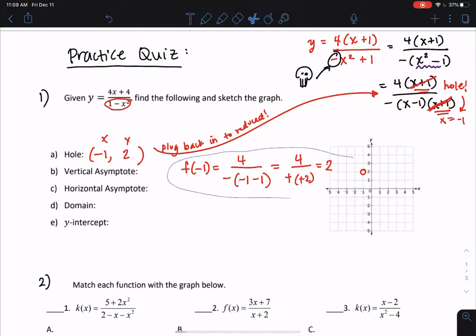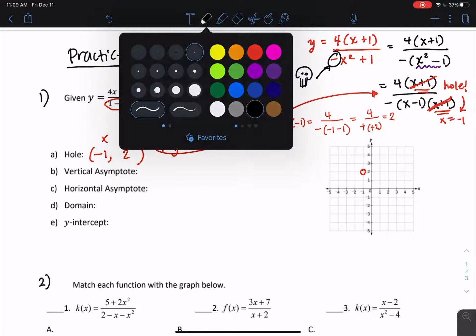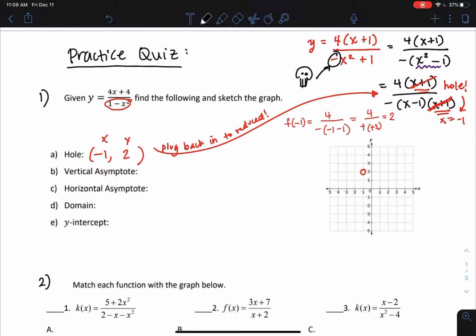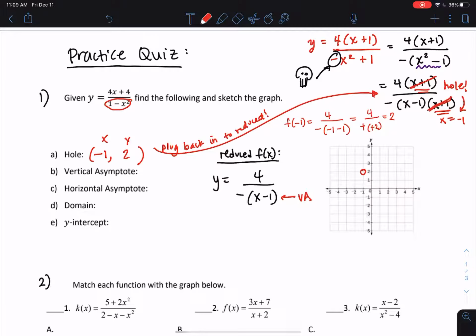Okay, let's move on to the next piece. We want to find the vertical asymptote. So let's rewrite our reduced function, and we're going to use our reduced function for the rest of the problem, which is y equals negative 4 over negative x minus 1. When we say reduced, it means we've canceled everything that could be canceled. Oh, sorry, that's not a negative 4. That's just a regular 4. So my vertical asymptotes, I know that they come from the bottom, and it will be the root of the denominator. So my vertical asymptote will occur at x equals positive 1, the root of that expression.